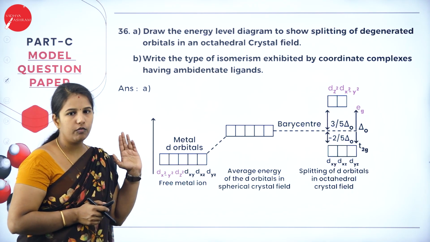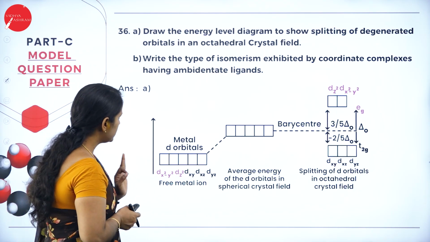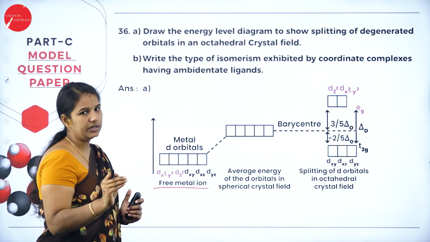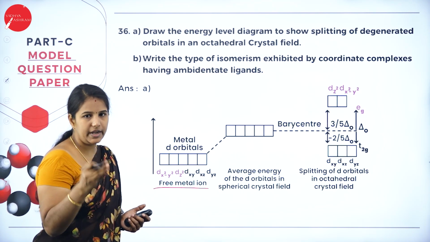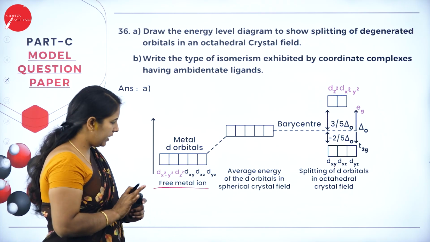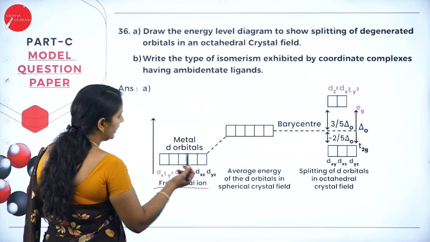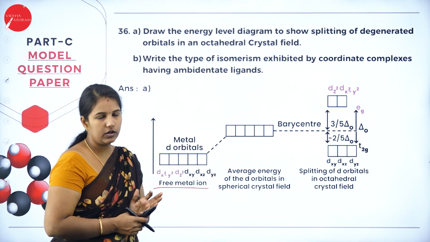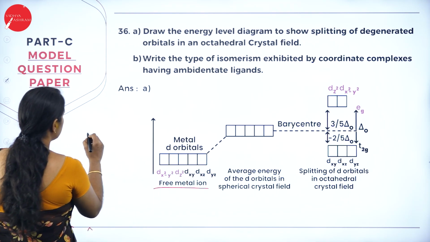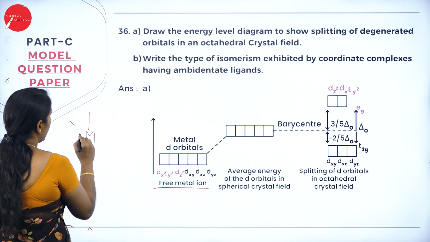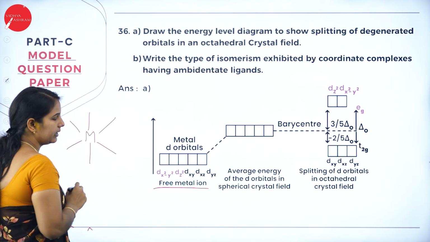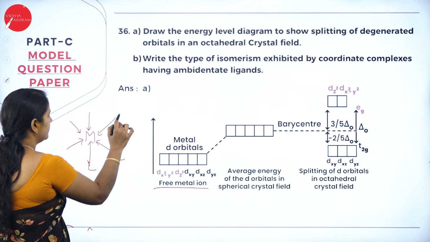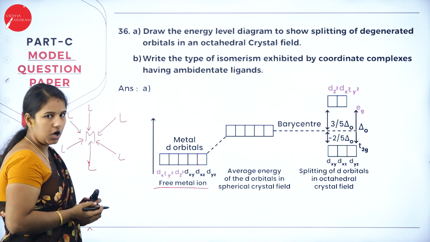First, I'll go with the splitting in octahedral complexes. So first, we must know that this is a free metal ion which has 5 degenerate d orbitals. Degenerate means same energy level. So these are the 5 degenerate orbitals of the d block. When it is approached, imagine this is your metal ion approached by 6 ligands, it will form an octahedral complex.